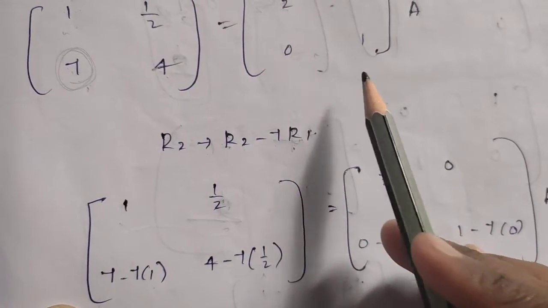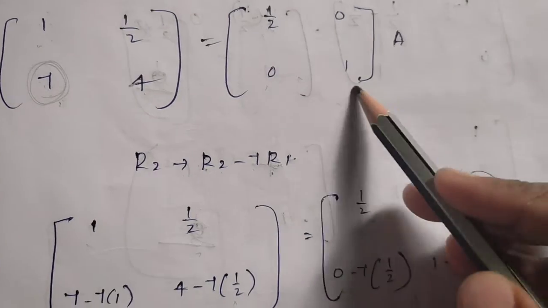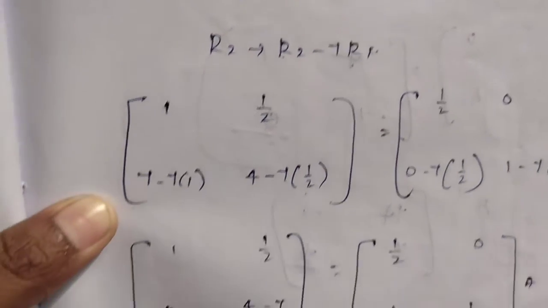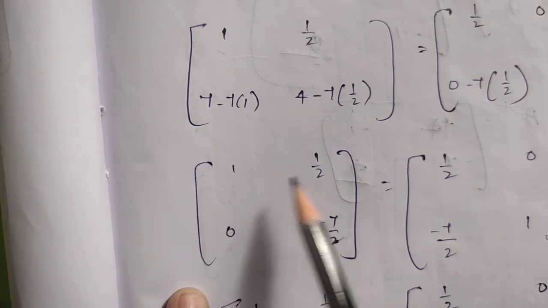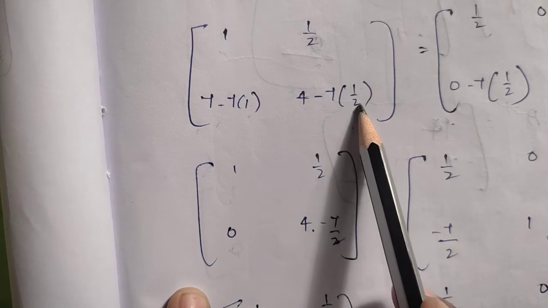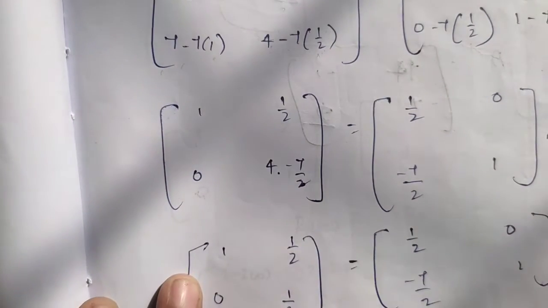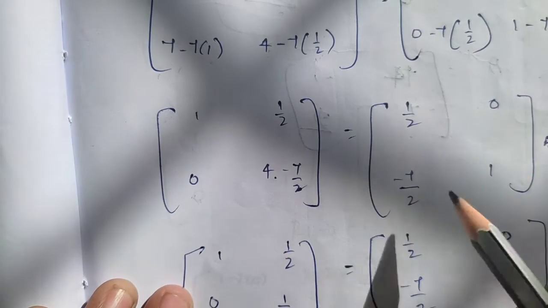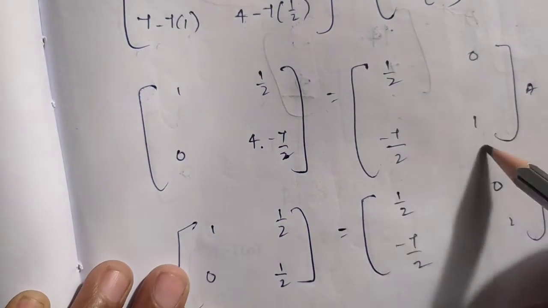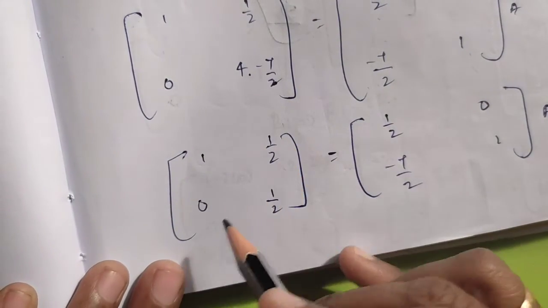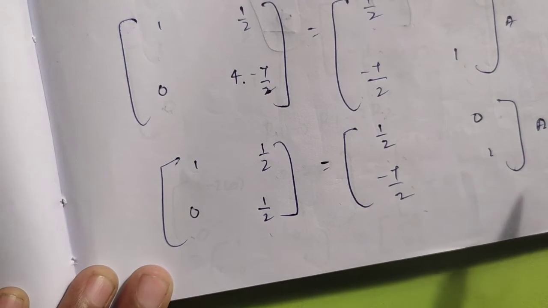The same thing in the RHS. 0 minus 7 into 1 by 2. 1 minus 7 into 0. So now we have made this element 0, 1, 1 by 2, 0, 4 minus 7 by 2, that is 8 minus 7 by 2, 1 by 2. Here 1 by 2, 0. Here 0 minus 7 by 2, minus 7 by 2. And here 1. So we got 1, 1 by 2, 0, 1 by 2 equal to 1 by 2, 0, minus 7 by 2, 1 into A.